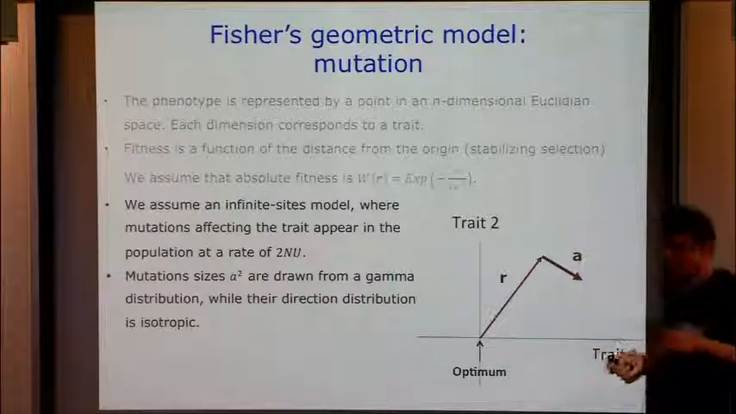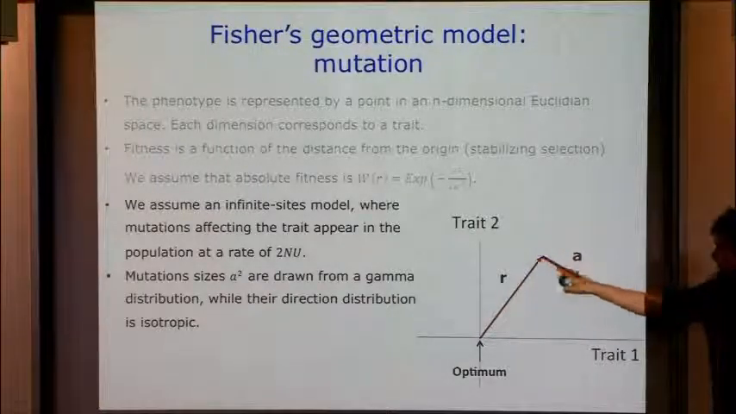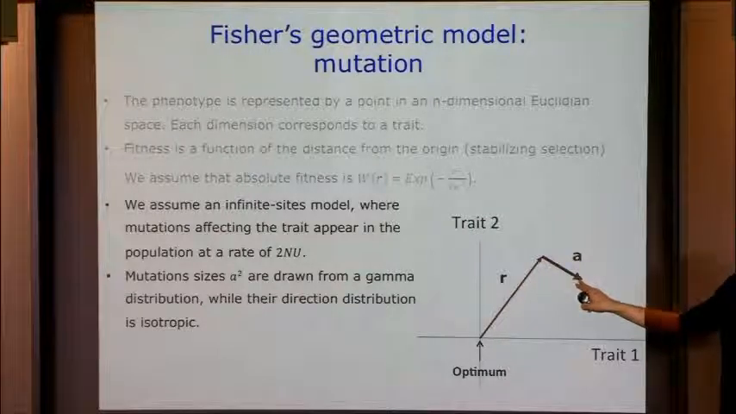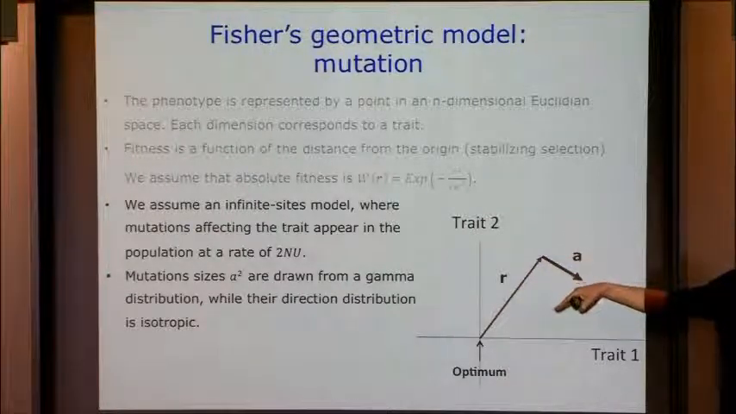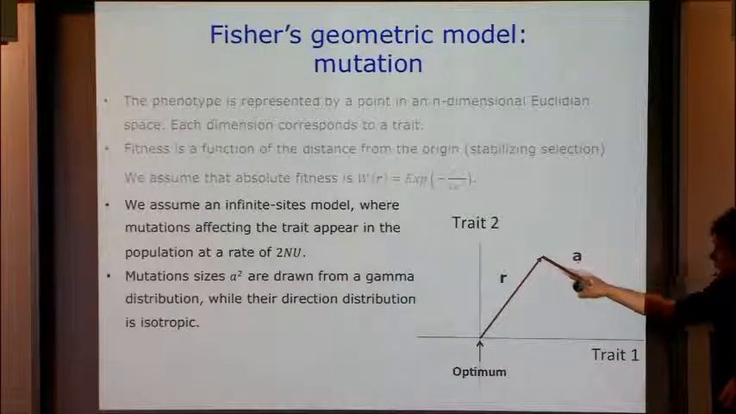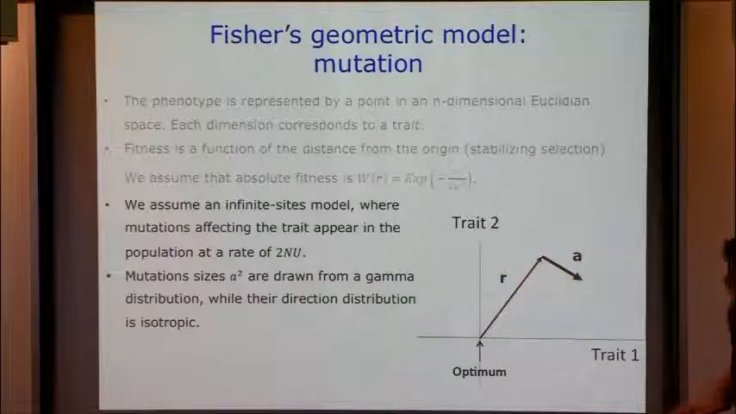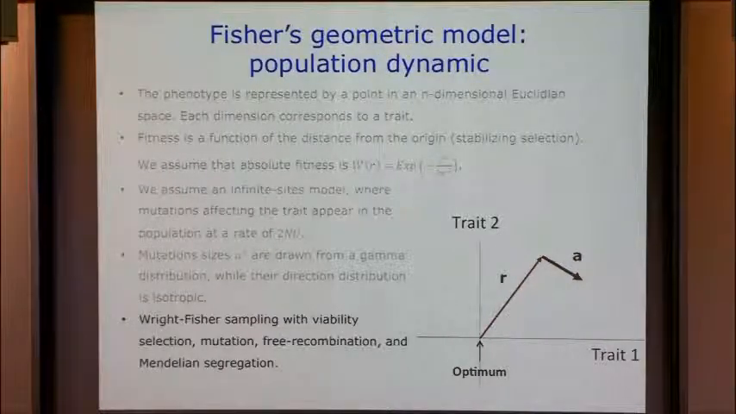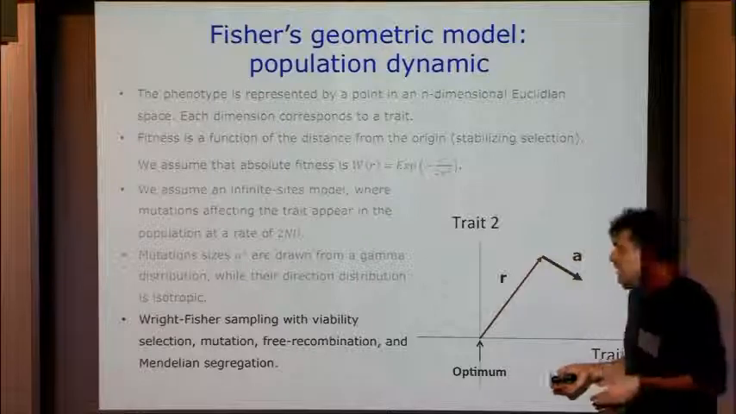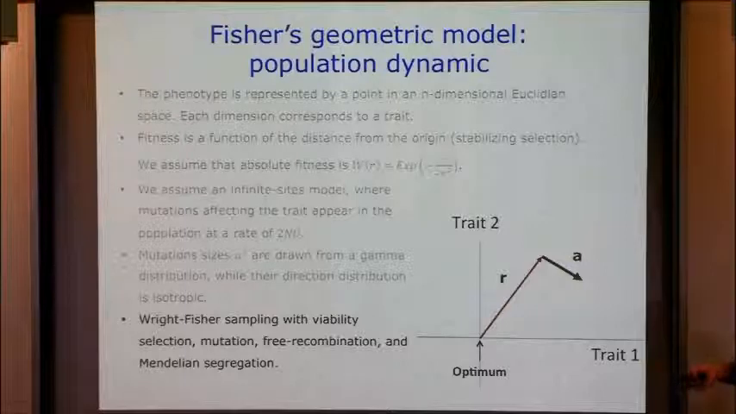For mutations, we're going to assume that the effect of the mutation on the phenotypes is a vector in this n-dimensional space that describes its effect on the different phenotypes. We're going to assume that the size of these mutations comes from some distribution, and their direction is isotropic in this space, so chosen randomly in all directions. Lastly, we're going to do the standard Fisher sampling with viability selection, mutation, free recombination, and so on. So it's essentially the standard model.